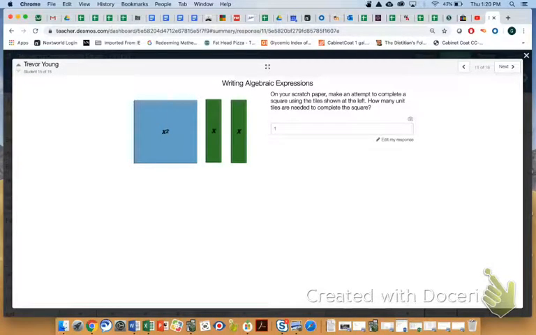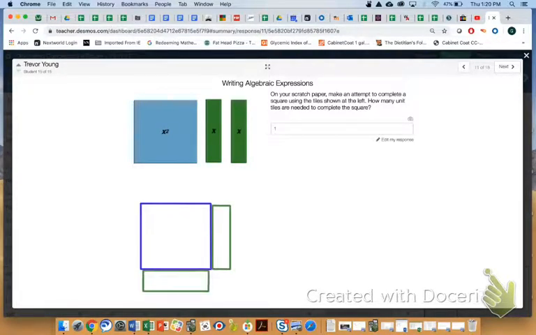Maybe this will help. Check it out. Here's the blue square, and the green rectangles would be like this and this. How could you complete the square? How many units do you need? Don't you just need a 1 by 1? We just need this yellowy orangey one, right? So 1 unit.